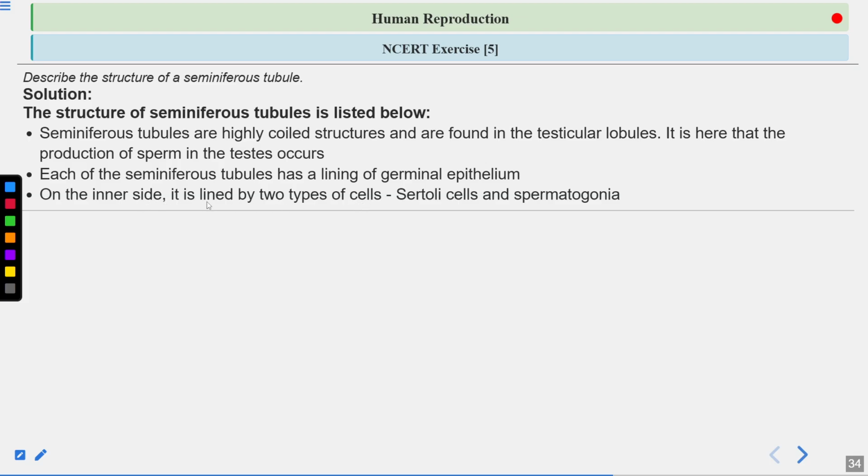On the inside of the seminiferous tubules, two kinds of cells are present: Sertoli cells and the spermatogonia, also known as the male germ cells. In the spermatogonia, which are diploid cells, meiosis occurs to form the sperms. Sperms will be haploid. The Sertoli cells provide nourishment to the spermatogonia.